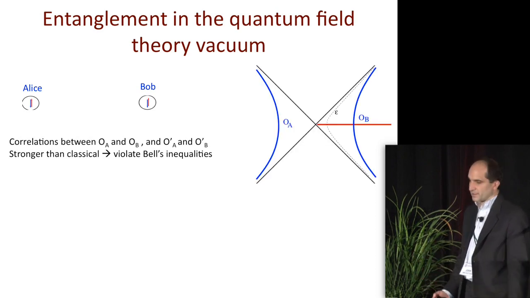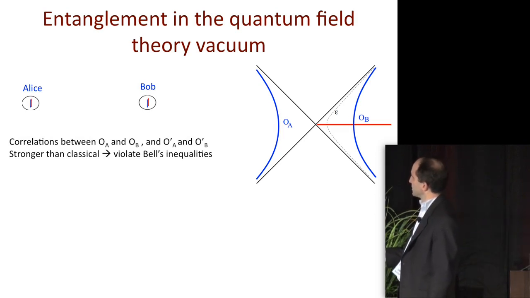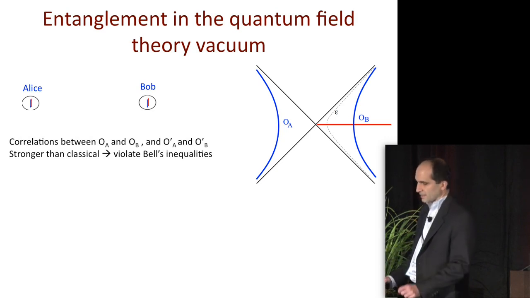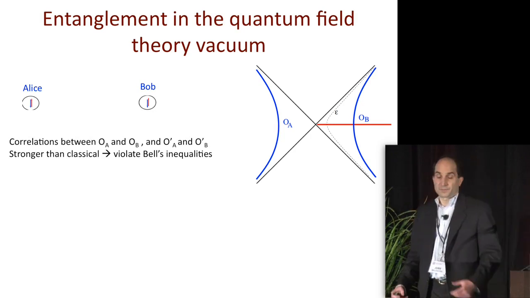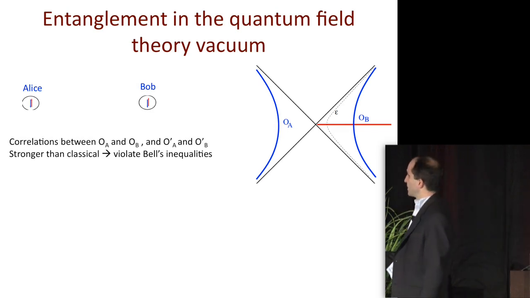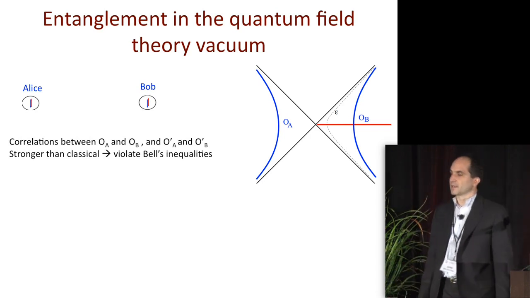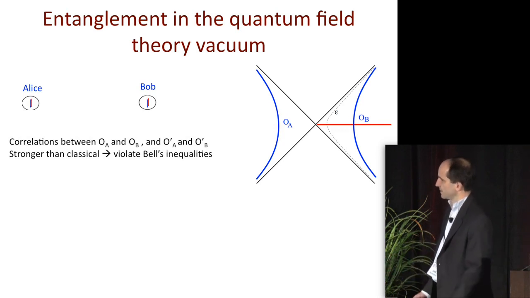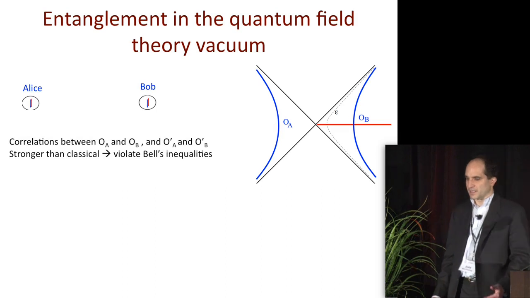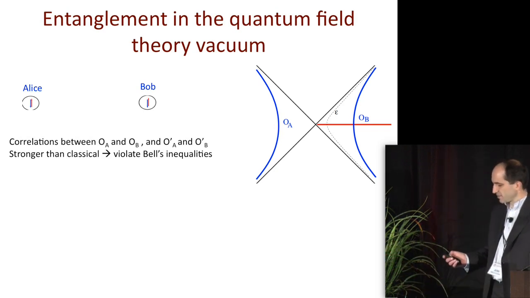In quantum field theory, just the ordinary vacuum is a state of this kind. So if we have an observer on this side, in this region, and an observer in the other region, and they do measurements on the vacuum, the type of measurement they can do is measure correlation functions of fields. We know that the two-point correlation function of fields is non-trivial. And it can be shown that they are non-trivial in the same way that they are non-trivial for entanglement. And indeed, you can even violate Bell's inequalities by doing measurements done by observers who never have causal contact with each other.